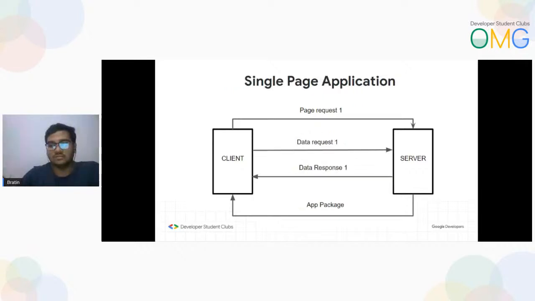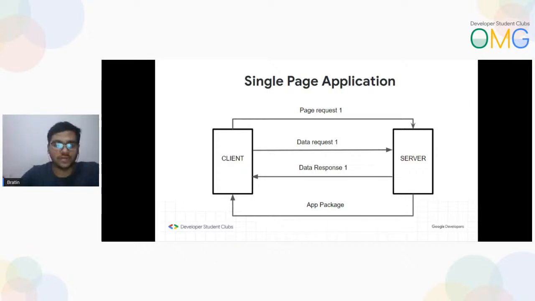So the next thing is, what is the scenario with a single page application? For a single page application, there is a client again. It sends the request to the server. The server has a route for each page that the user can request, and it loads each and every page based on the route.